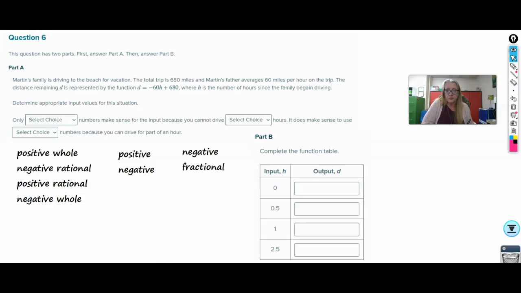This is question number 6. This has some drop-down boxes, and it's a word problem. So let's talk about this one. It has 2 parts. Part A is the drop-down boxes, and Part B is complete the function table.